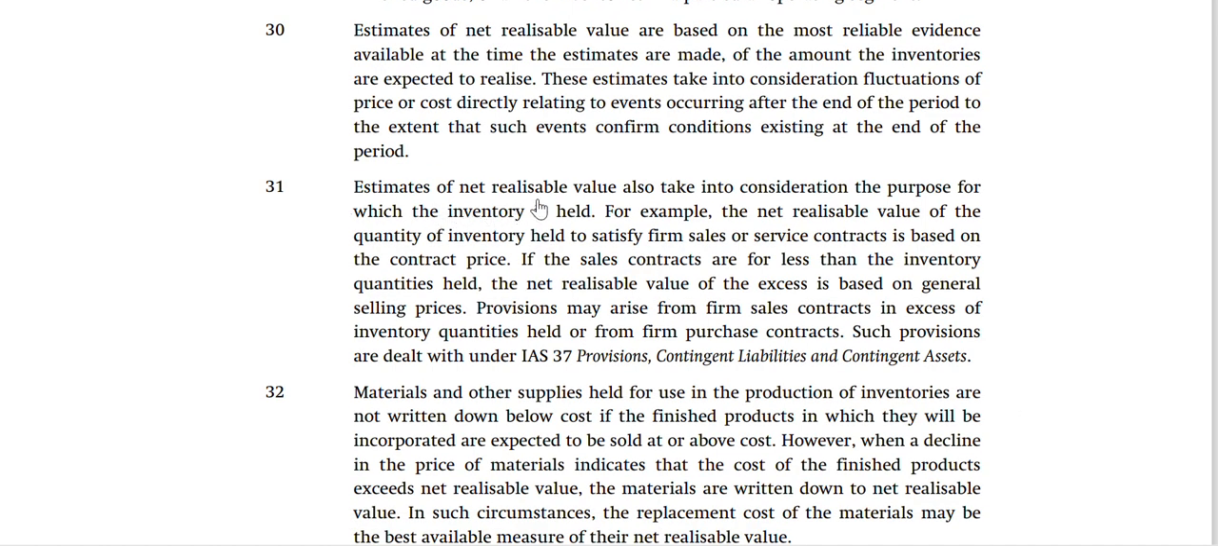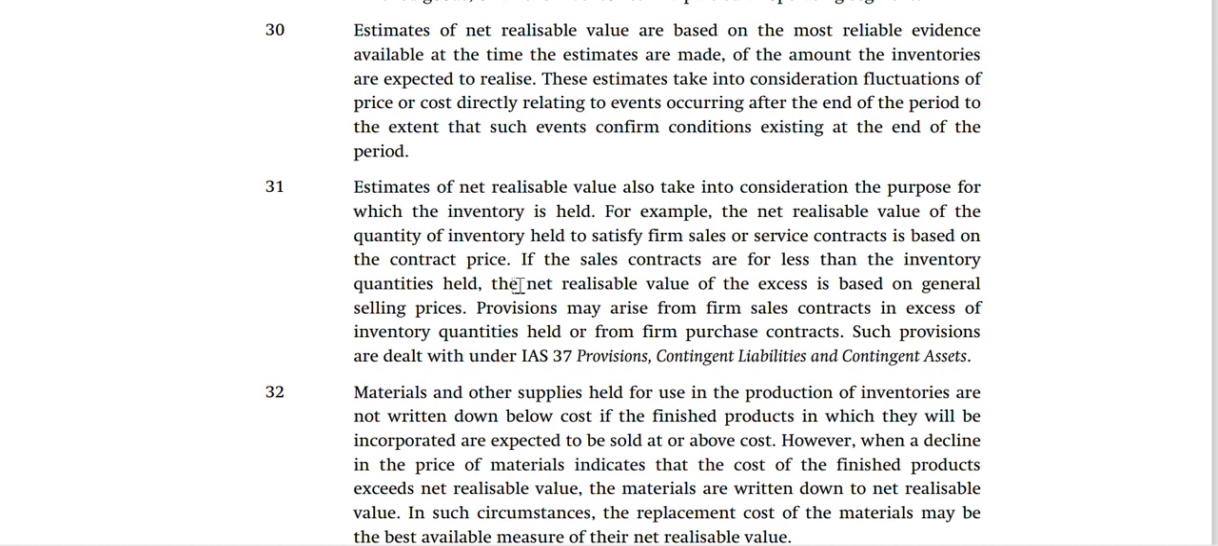Paragraph 31, estimates of net realizable value also take into consideration the purpose for which the inventory is held. For example, the net realizable value of the quantity of inventory held to satisfy firm sales or service contracts is based on the contract price. If the sales contracts are for less than the inventory quantity held, the net realizable value of the excess is based on the general selling price. Provisions may arise from firm sales contracts in excess of the inventory quantities held, or from firm purchase contracts. Such provisions are dealt with in International Accounting Standard 37, Provisions, Contingent Liabilities and Contingent Assets.